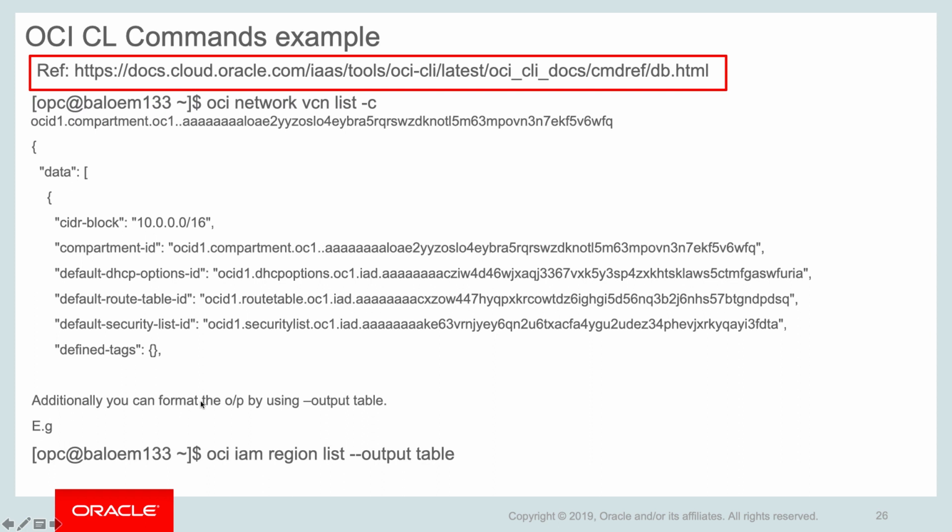You can additionally format the output which comes out of this OCI command. For example, oci iam region list --output table. It will provide you a formatted output for the command.